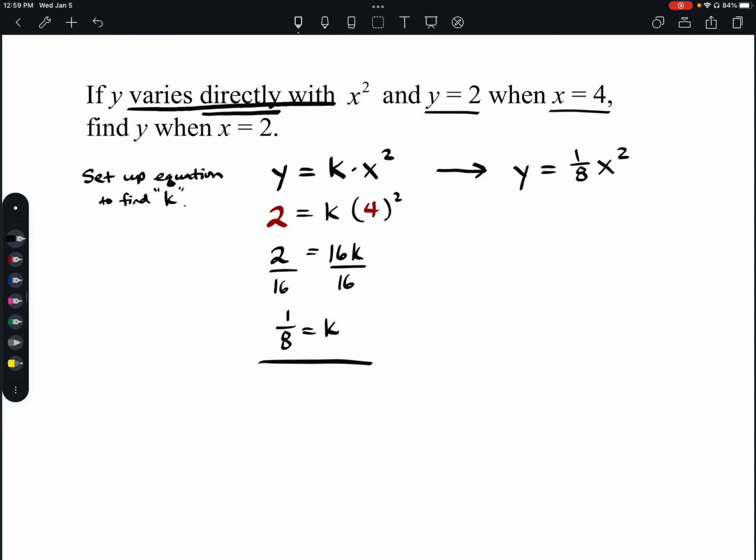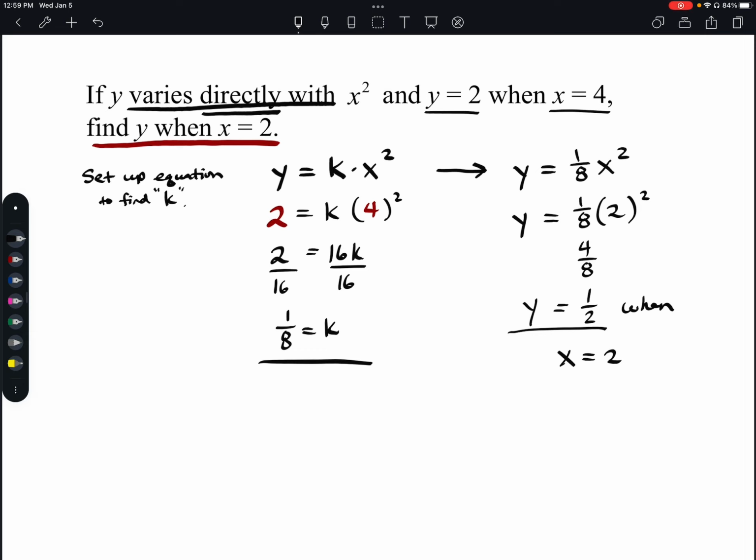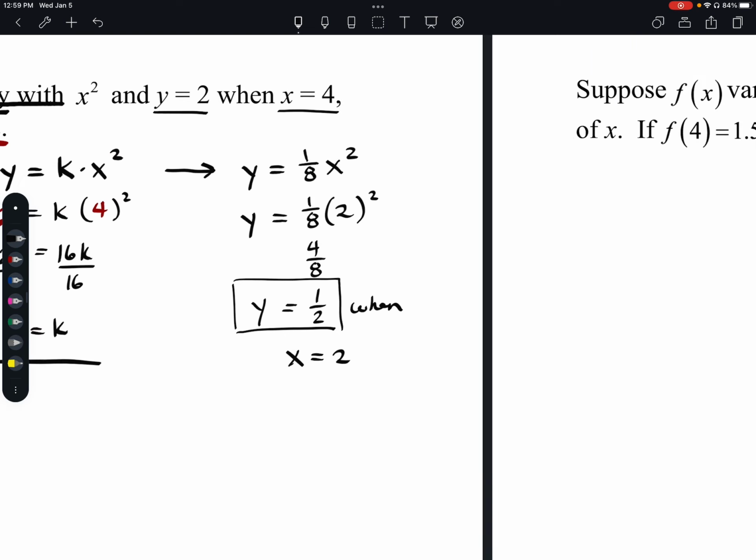Okay, so when we're solving the rest of it here, because they want us to figure out what y is when x is 2, we'll just leave y as it is, and we'll say this will be 1/8 times 2 to the second power, which gives us 4, and then we've got 4/8, which actually ends up being 1/2. So our y is equal to 1/2 when x equals 2. That's our answer there: y equals 1/2 when our x equals 2. Okay, let's look at another one.